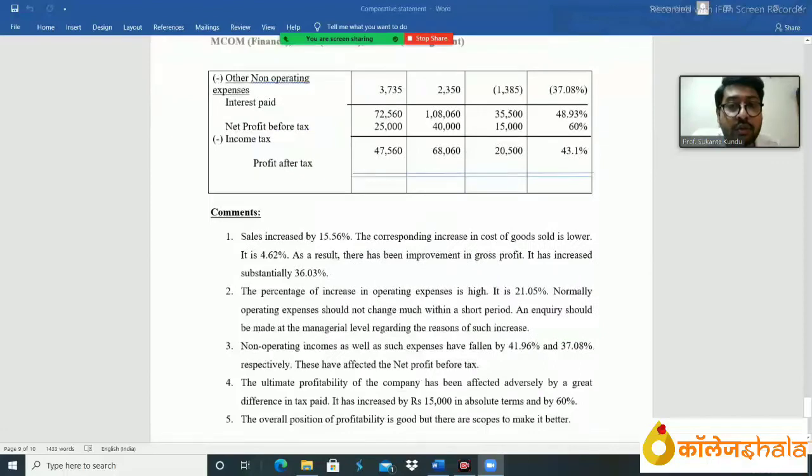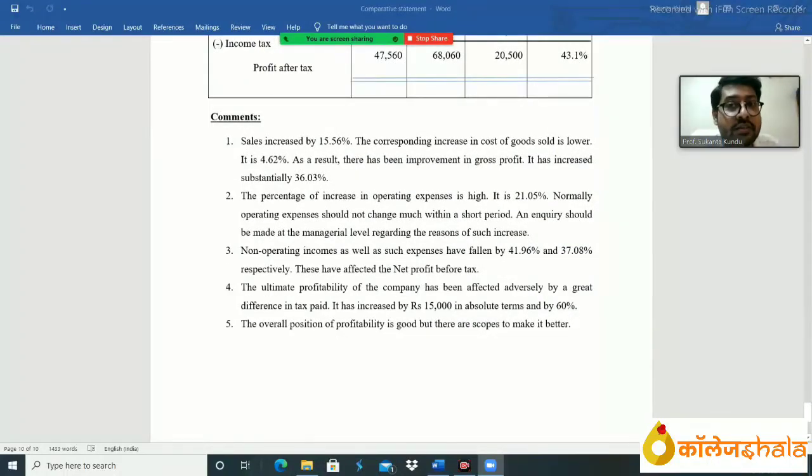Let me show you the comments. Sales increased by 15.56%. The corresponding increase in cost of goods sold is lower. It is 4.62%. As a result, there has been improvement in gross profit. It has increased substantially, 36.03%. The percentage of increase in operating expenses is high. It is 21.05%. Normally, operating expenses should not change much within a short period, and inquiry should be made at the managerial level regarding the reasons for such increase.